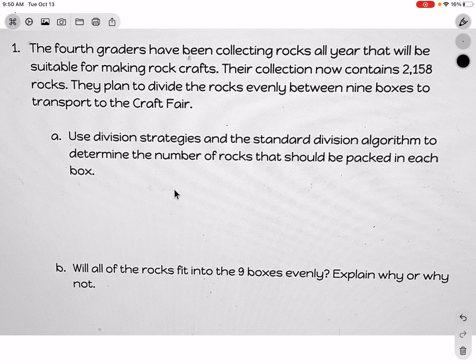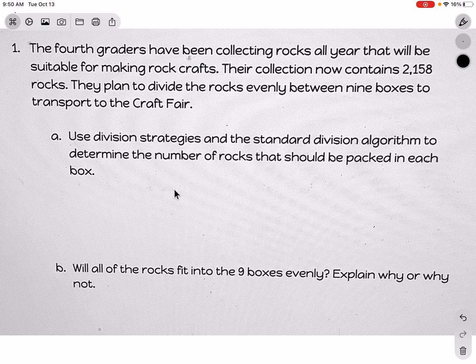The fourth graders have been collecting rocks all year that will be suitable for making rock crafts. That's a tongue twister. The fourth graders have been collecting rocks all year that will be suitable for making rock crafts. Their collection now contains 2,158 rocks. They plan to divide the rocks evenly between 9 boxes to transport to the county fair.